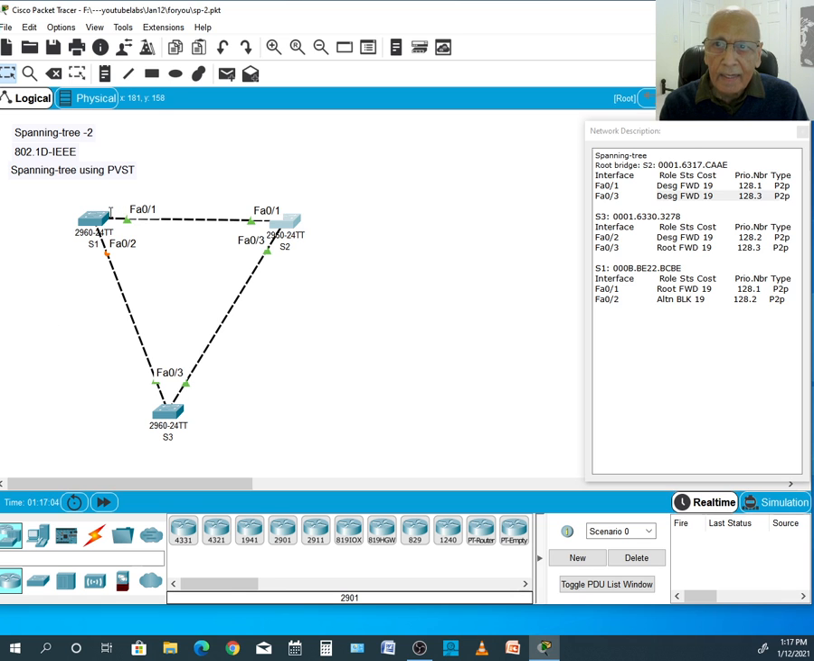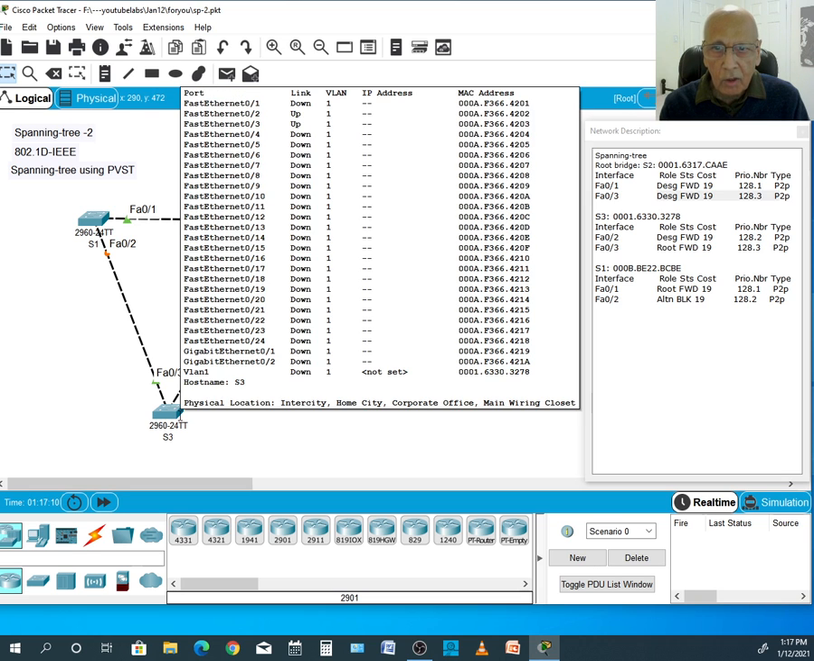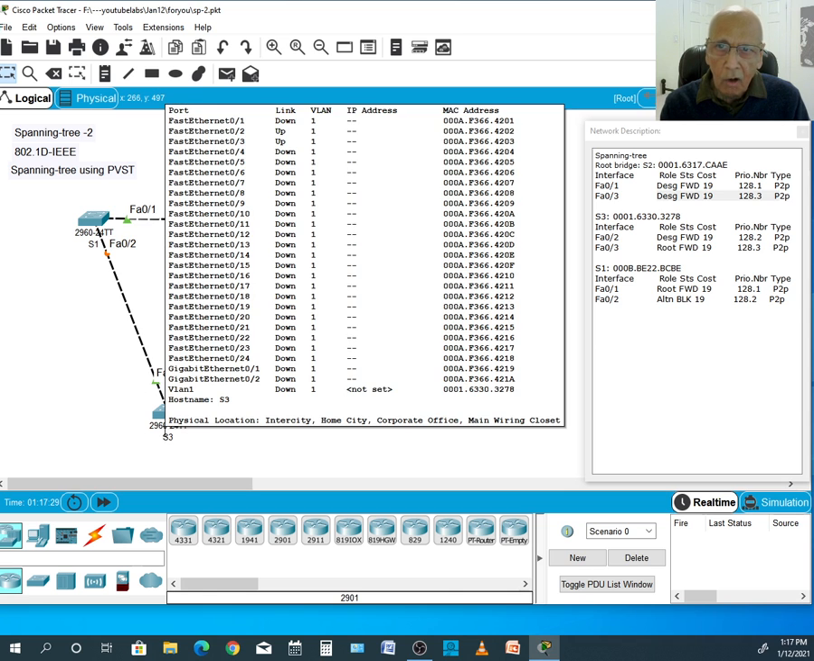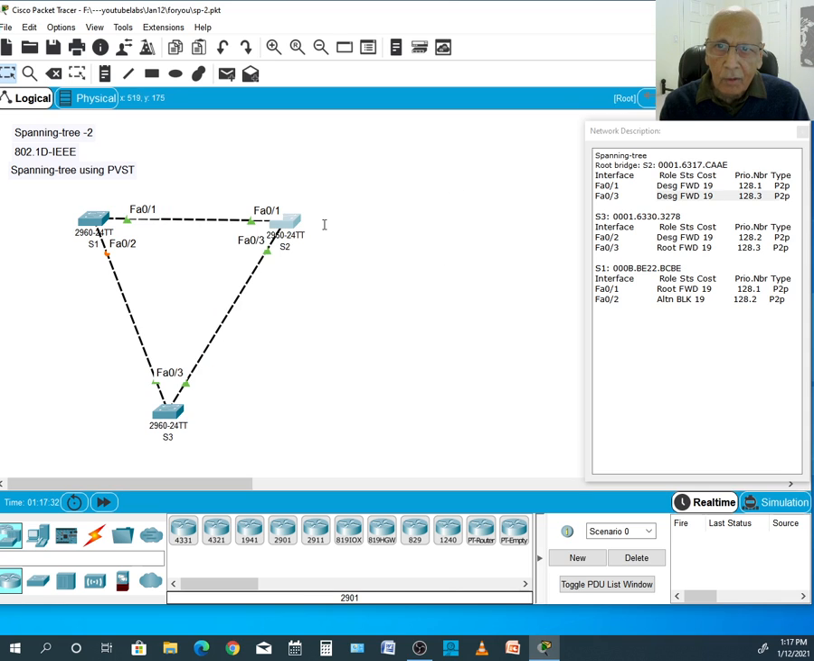So how do they decide? There's the algorithm. Number 1, they decide on the lowest cost. But here you can see that both of them have the same cost. This is 4, this is 4, because this is Fast Ethernet, this is Fast Ethernet. This is a 0, it adds its own, 0 plus 4 is 4. It adds its own, 0 plus 4 is 4. So the cost is the same. When the cost is the same, there's a tie. So how do they break the tie? Then they look at the bridge ID.